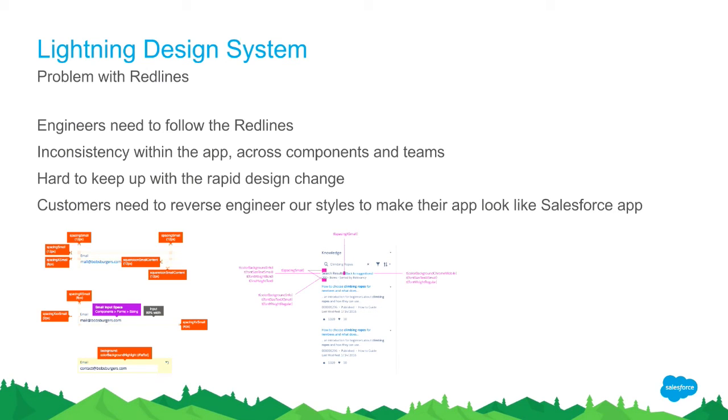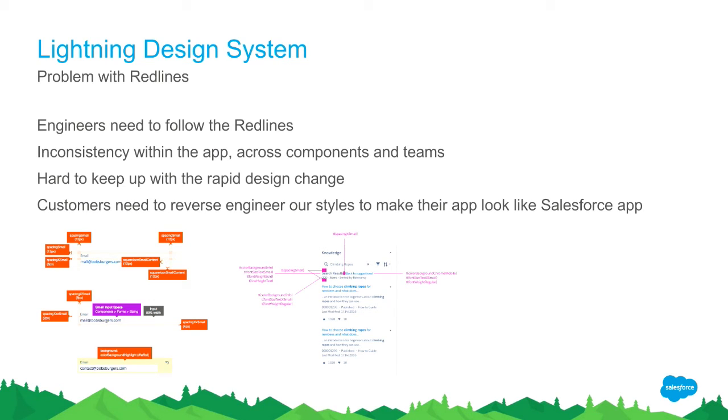Because it's a static PDF or PNG file, it's very hard to maintain. When we started adding more and more functionality to the app and designers came and went, nobody was there to maintain those red lines. So we started to see a lot of inconsistency in the app across components and between teams. Also, because of static resource limitations, it's very hard to keep up with rapid design changes. For example, if the designer wants to update a small padding or a border, is he going to update the whole red line and send it to you? It's very hard. Sometimes we just skip that step, so the red line becomes obsolete very quickly.